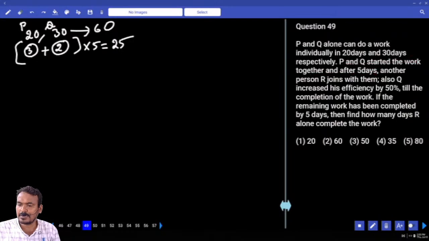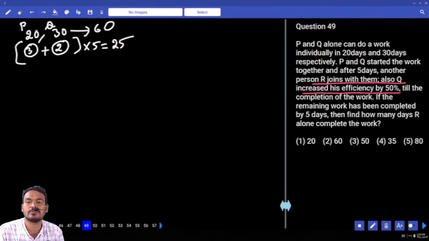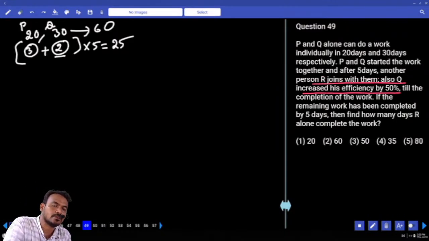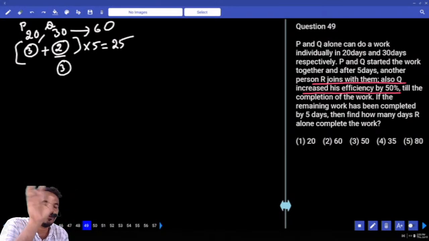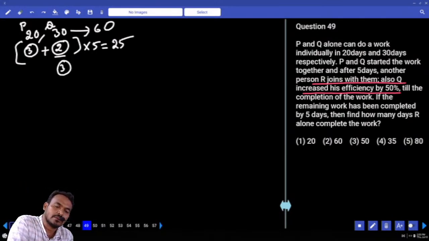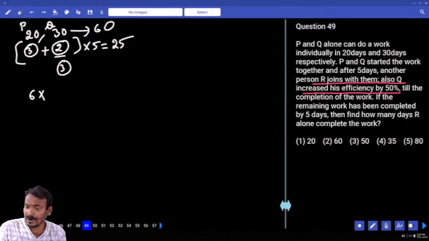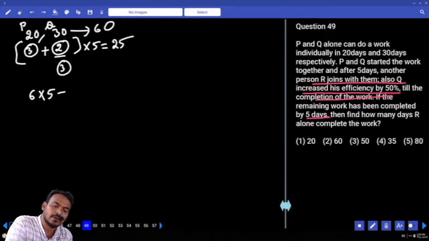Next, another person R joins with them. Those two are also working, so in total 3 persons. Also Q increased his efficiency by 50%. Q's efficiency was already 2 parts, and increasing by 50% means 1 is added, so Q's efficiency becomes 3 parts. P's efficiency is already 3 parts. So 3 plus 3 is 6, into the remaining work completed in 5 days. 6 into 5 days.